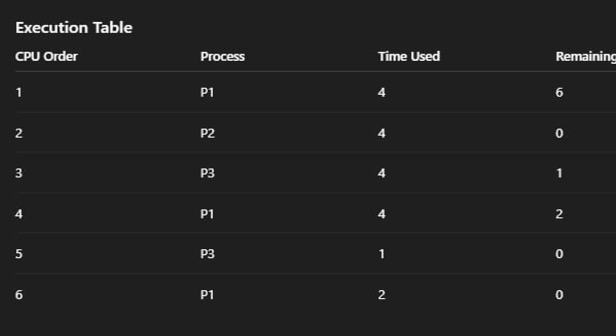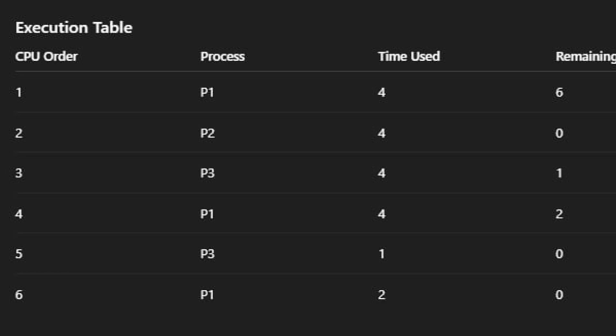P2 has run 4 minus 8. 4 is the time used, and 8 is the burst time. So it's 0 because it's negative. Negative 4, so automatically it will go to 0. So the queue now is P3 and P1.